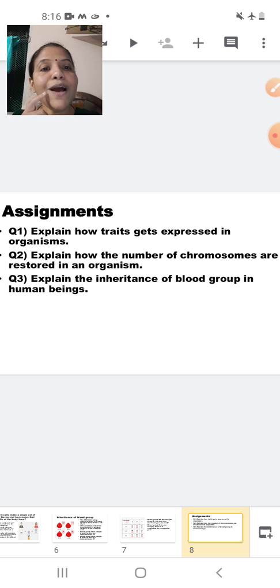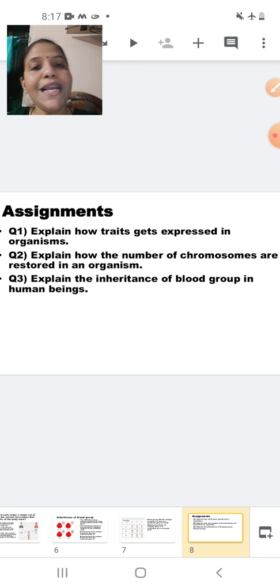Next, explain how the number of chromosomes is restored in an organism. For restoring the number of chromosomes, we require the cell division, which is called meiosis. So you have to mention that the male partner contains 46 chromosomes, female partner contains 46 chromosomes, but at the time of the production of the gametes, that is the sperm and the egg, the number is reduced to 23 and 23. So the zygote receives 23 from the sperm and then another 23 from the ovum. So zygote is having 23 plus 23, which will be referred to as 23 pairs, and that will be 46 chromosomes.